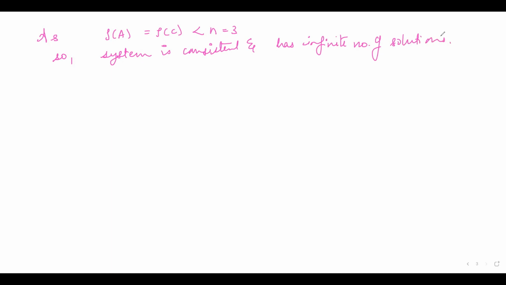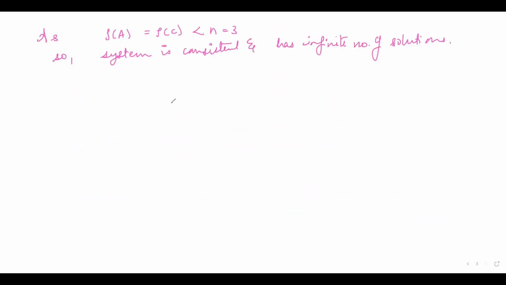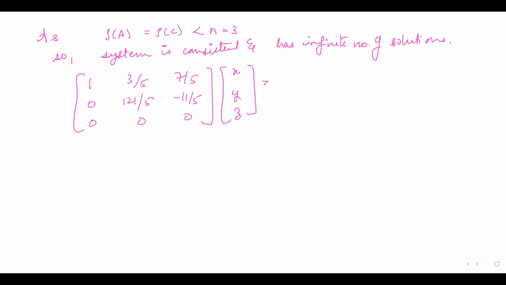Now, the infinite number of solutions, how could we find that? First, write the system again in the matrix form quickly. So I'll get this as 1, 3 upon 5, 7 upon 5, 0, 1, 2, 1, 0, 0. This is minus 11 upon 5. This is my A, X, and B.